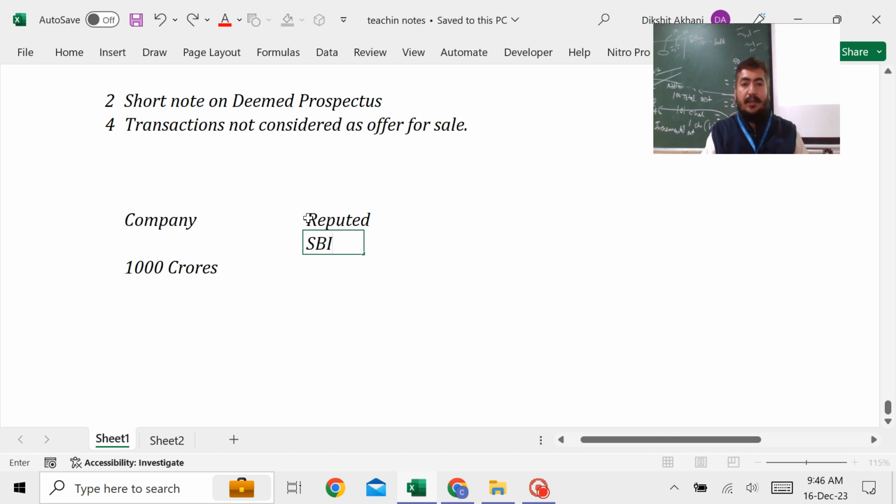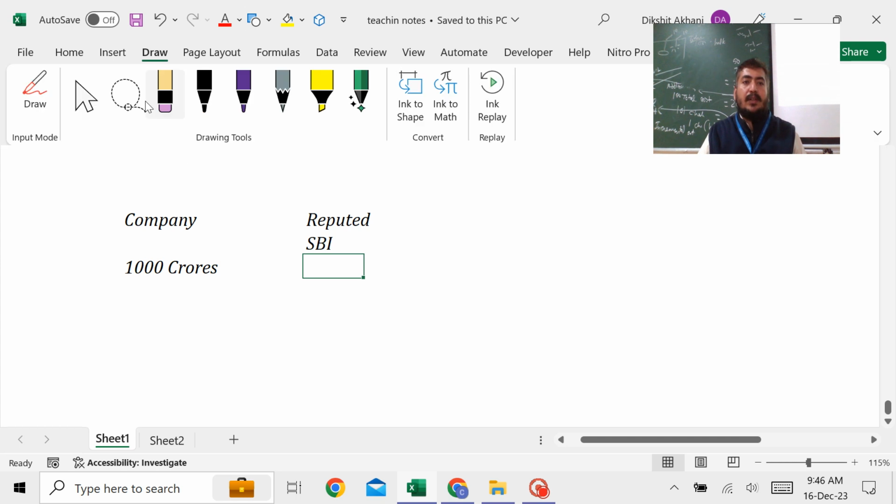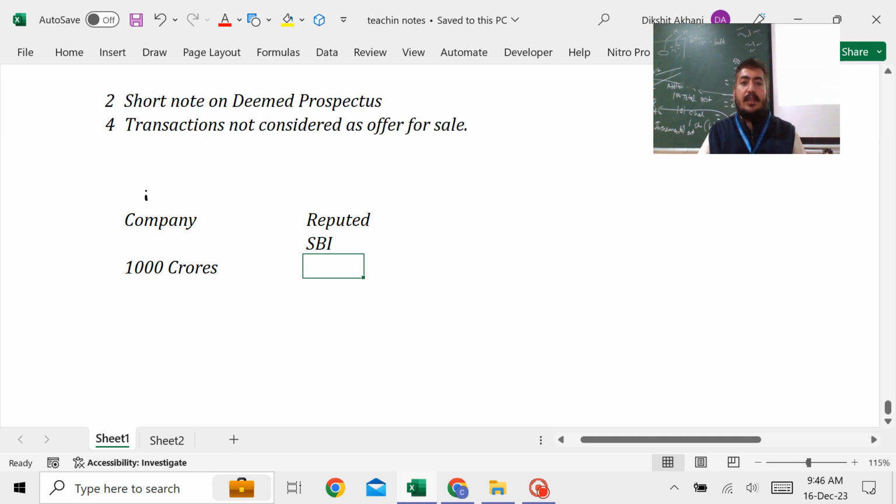Let's say State Bank of India. They will contact the managers and say, let's have a deal. What I will do is transfer all of my shares to you. So look what is happening over here. In this situation, this company will transfer all the shares to SBI first. Are you getting this point?